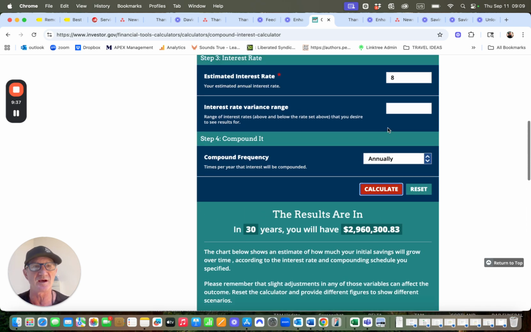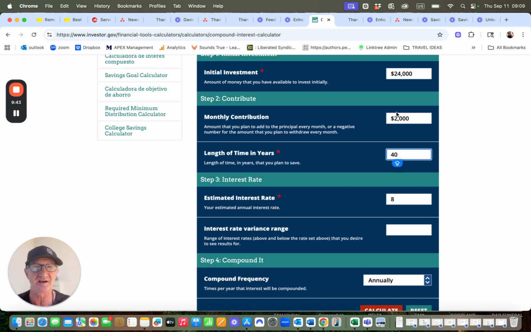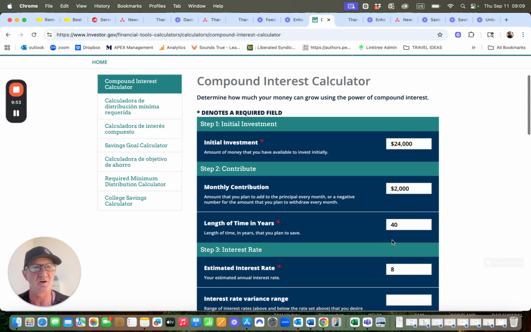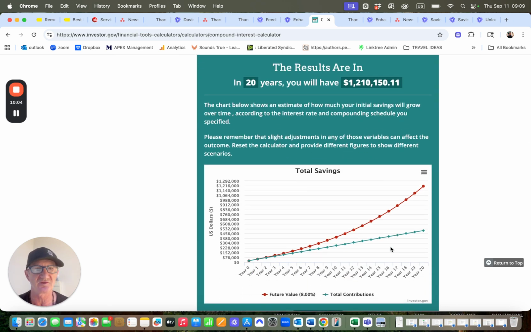What if he does what a lot of people do? He waits till he's in his 40s. Okay, and by the way, I've got him at a huge savings rate, right? I've got him saving $2,000 a month with an initial investment of $24,000 at an 8% rate of return. Something got done wrong here. Sorry, I left it at 40 years. Go back to 20 years. Watch this. $1,210,000.